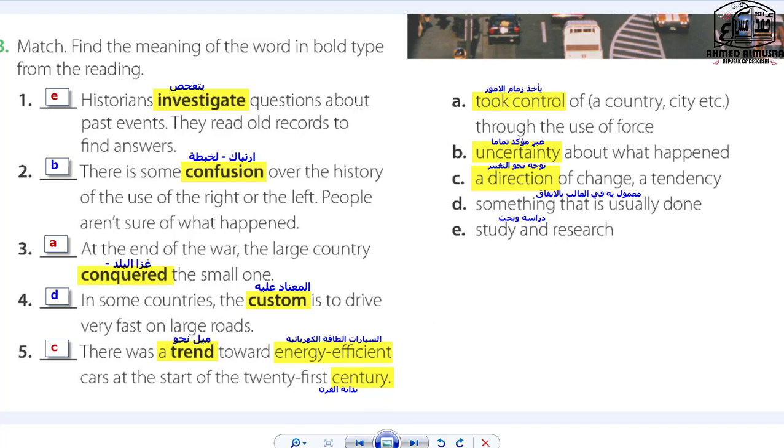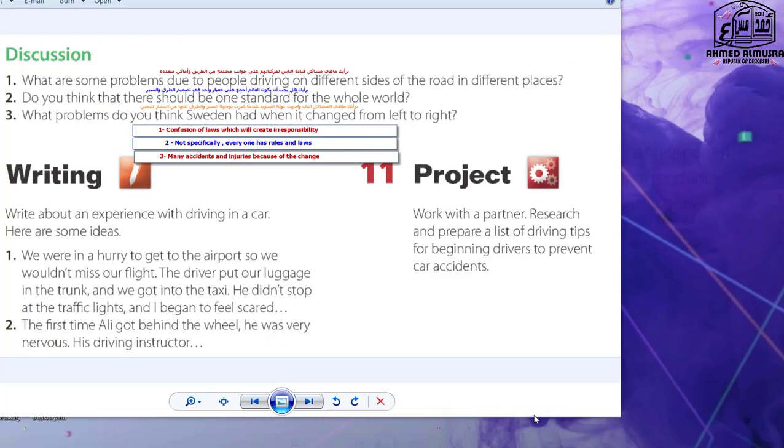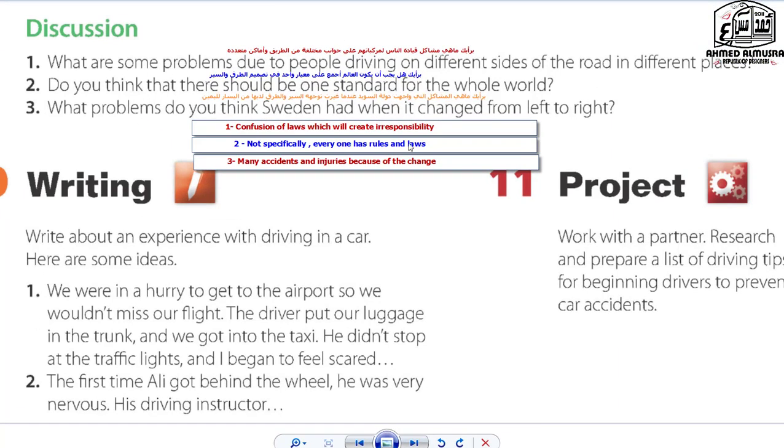So let's turn to the next type of question, which will be about the discussion. I hope it works, and I hope that everyone can see that. Okay, question number 1. What are some problems due to people driving on different sides of the road in different places? So here, confusion of laws, which will create a responsibility of drivers. Question 2. Do you think that there should be one standard for the whole world for driving? Not specifically, everyone has rules and laws.